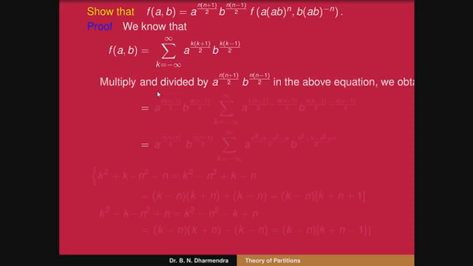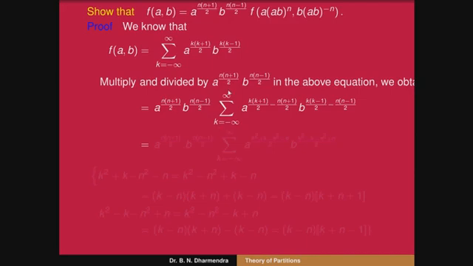a^(n(n+1)/2) on this term, and b^(n(n-1)/2). So in the above equation, you can observe that it is equal to a^(n(n+1)/2) b^(n(n-1)/2).